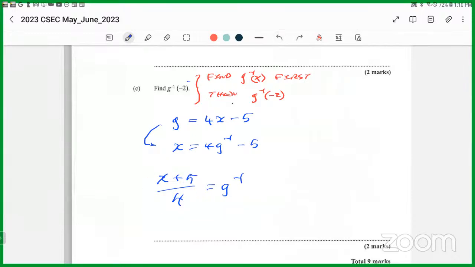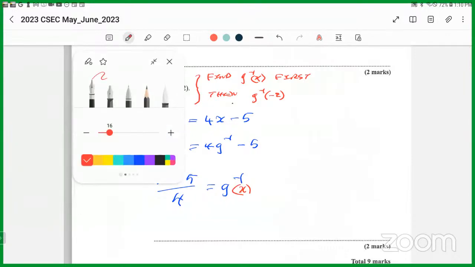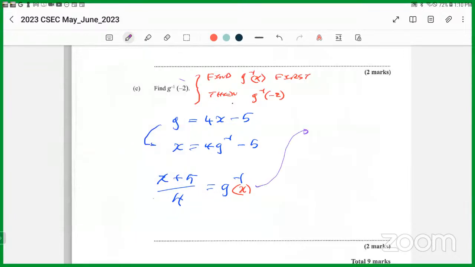And we want g to the minus 1 of negative 2. So we're going to put in the x here now. To get g to the minus 1 of negative 2, I'll put negative 2 here as well. So it becomes equal to negative 2 plus 5, divided by 4. So the final answer is 3 over 4.